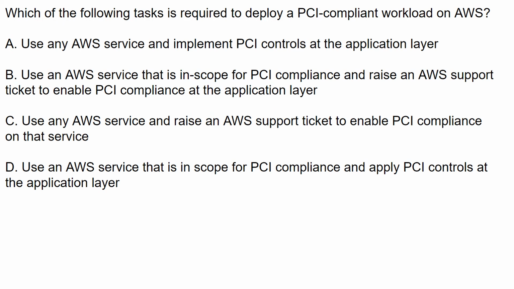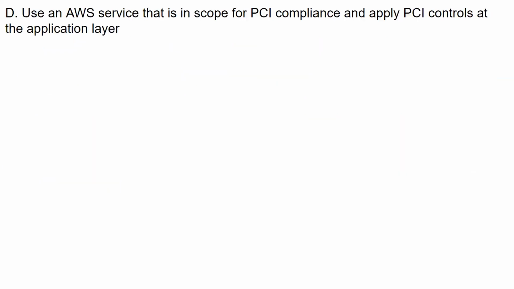Which of the following tasks is required to deploy a PCI compliant workload on AWS? Use any AWS service and implement PCI controls at the application layer. Use an AWS service that is in scope for PCI compliance and raise an AWS support ticket to enable PCI compliance at the application layer. Use any AWS service and raise an AWS support ticket to enable PCI compliance on that service. Use an AWS service that is in scope for PCI compliance and apply PCI controls at the application layer. Okay, use an AWS service that is in scope for PCI requirements and apply PCI controls at the application layer.